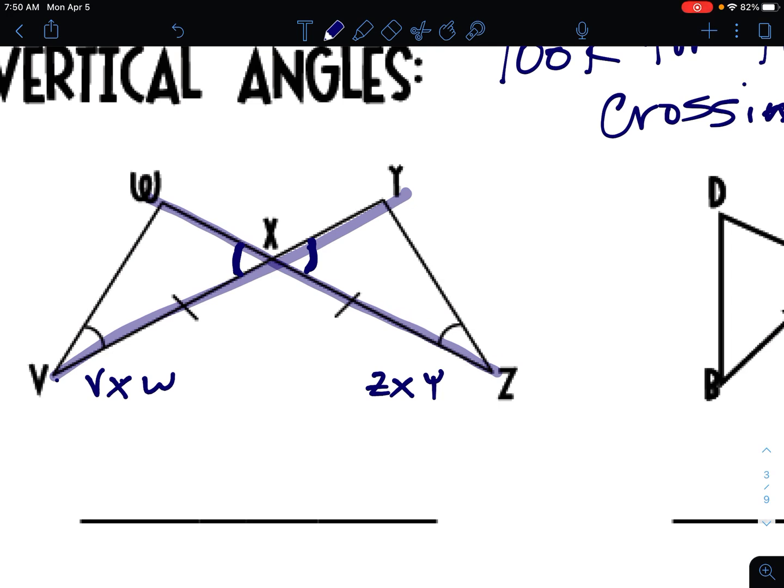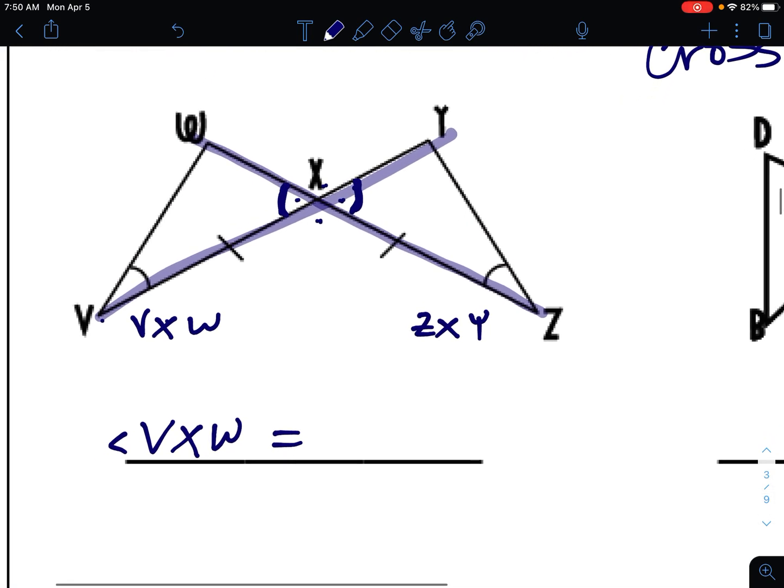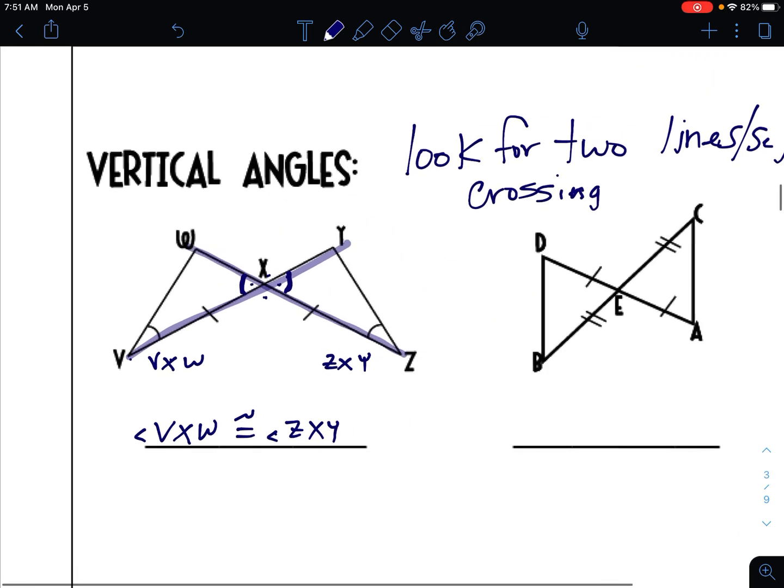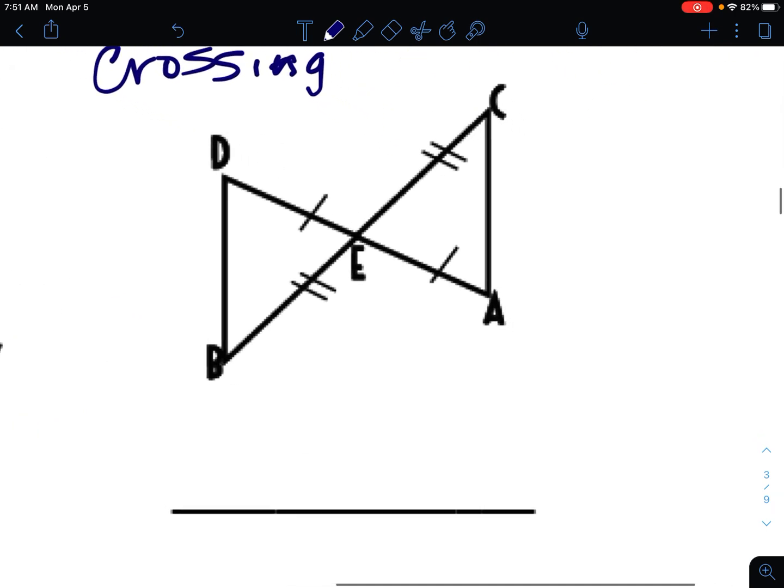So when I'm writing this out, I can't say angle X is congruent to angle X because I don't know, are you talking this angle X, this angle X, this angle X, or this angle X? So that's why we went through and made sure we knew how to label an angle. VXY is congruent to angle ZXY. So VXW congruent to ZXY.